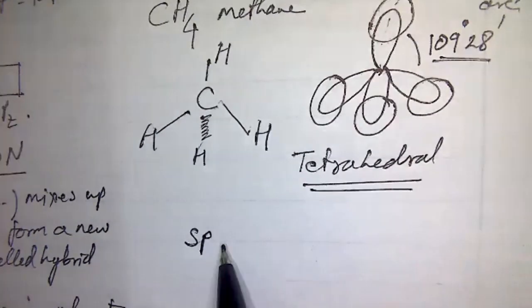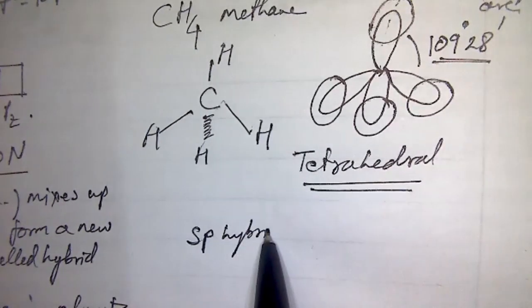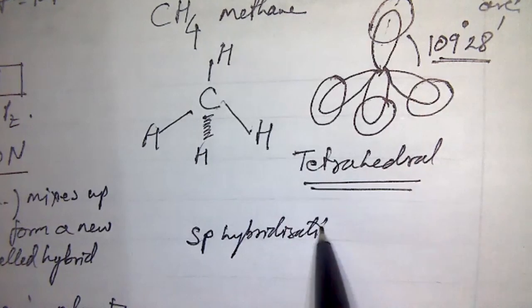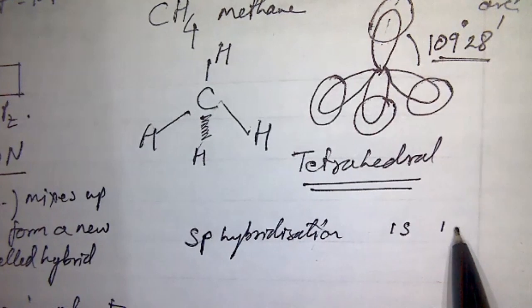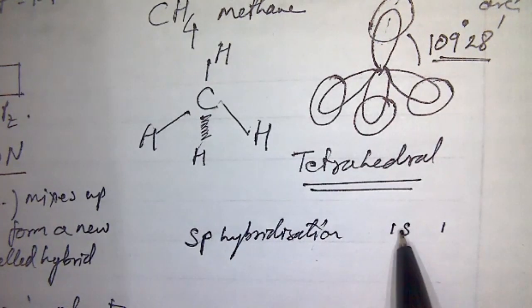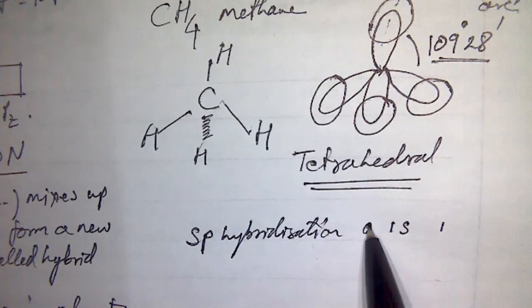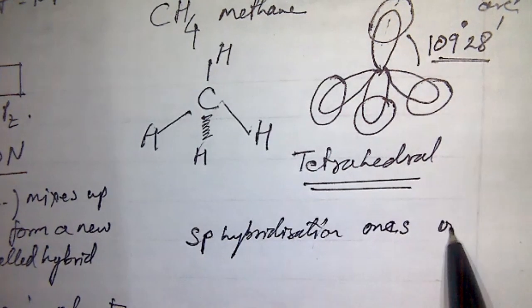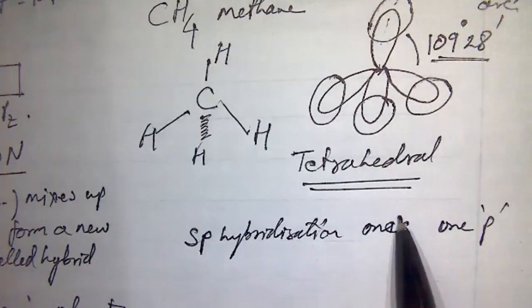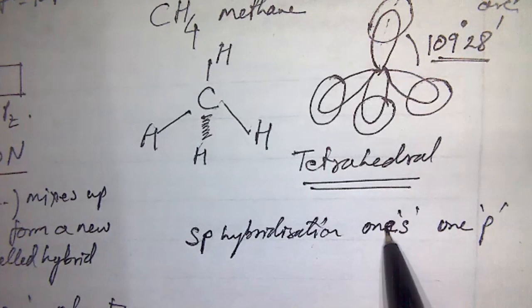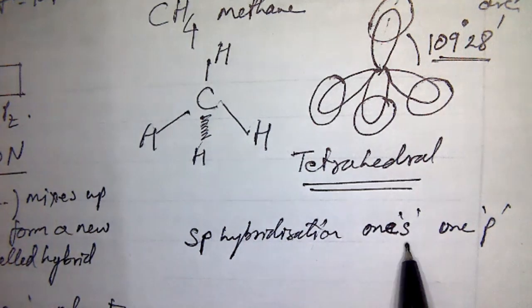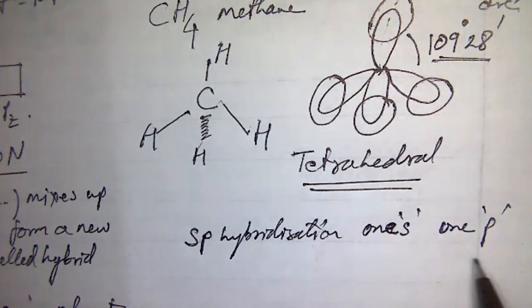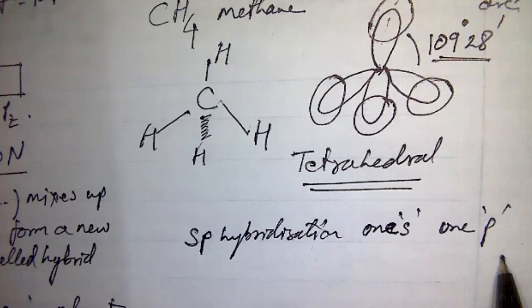Suppose I write sp hybridization. What does it mean? It means one s orbital and one p orbital are combining. Here it can be 2s 2p, 3s 3p, or 4s 4p, any of them, but only one orbital of s and one orbital of p are combining.